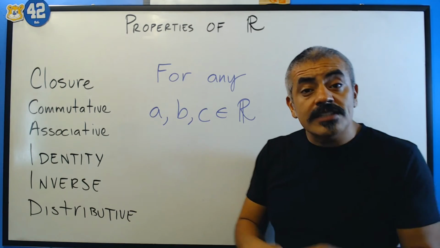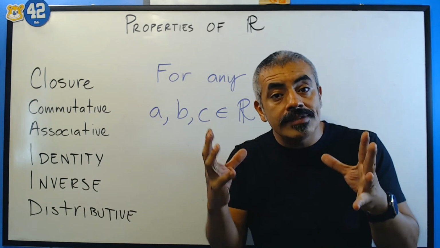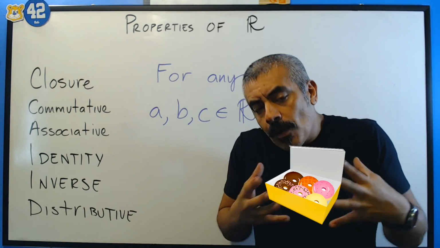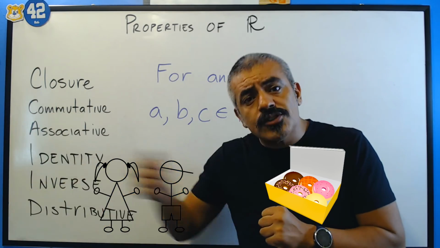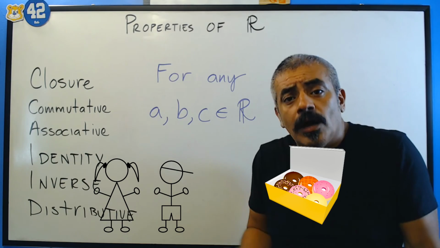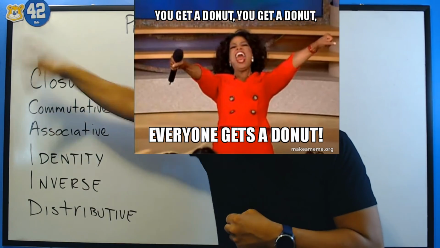And then the last one is the distributive property, which is the one that kind of doesn't make much sense to us in our minds. But just know that if you have a box of donuts and you have a group of kids, you're going to distribute equally to all of them as much as you can. So you're not just going to take the box and give it to the first kid that shows up. You're going to be like, okay, you get one, and everybody gets one.